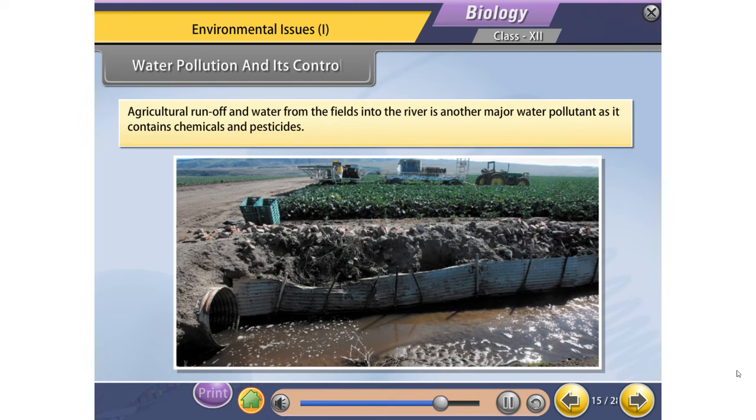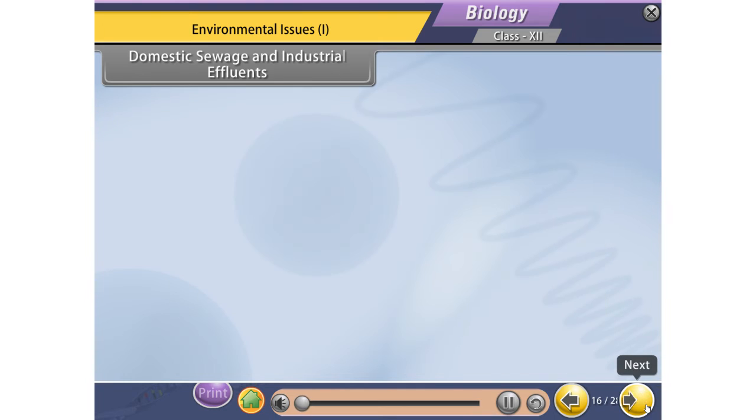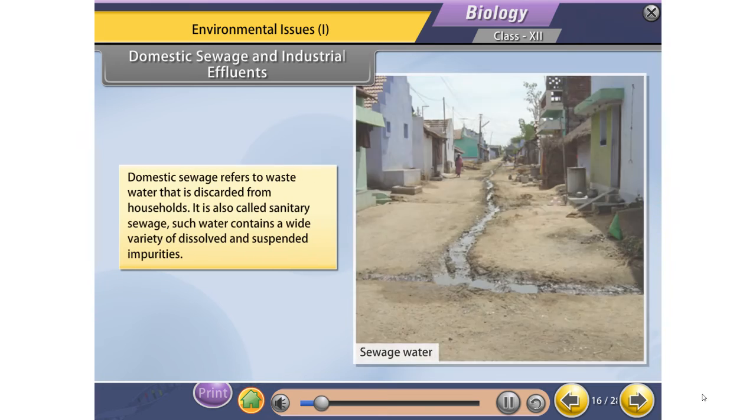Agricultural runoff and water from the fields into the river is another major water pollutant, as it contains chemicals and pesticides. Domestic sewage and industrial effluents. Domestic sewage refers to wastewater that is discarded from households. It is also called sanitary sewage.